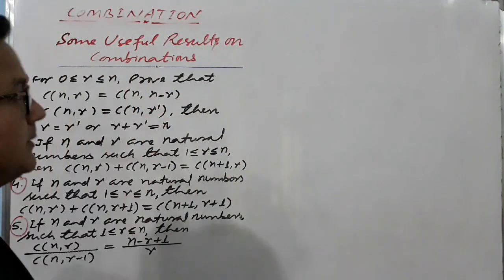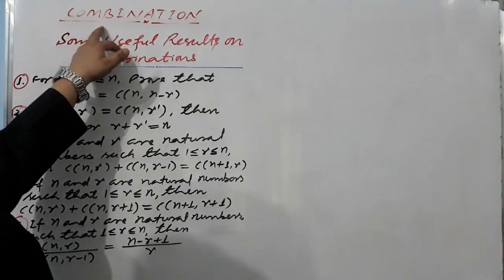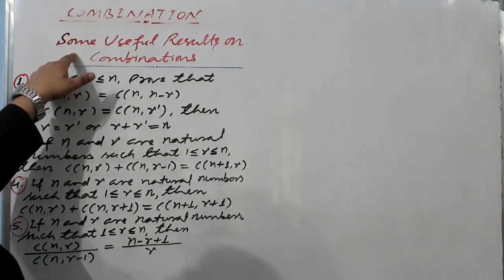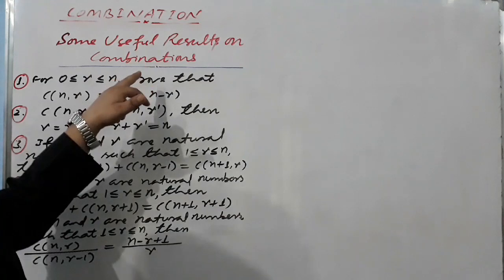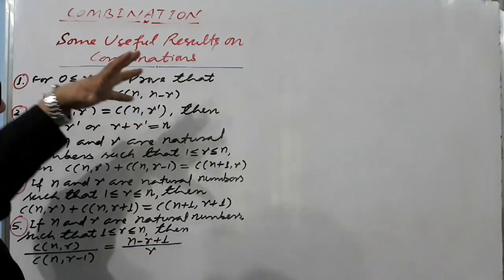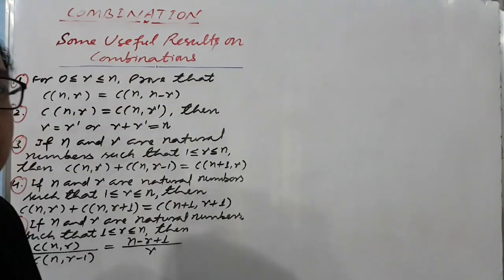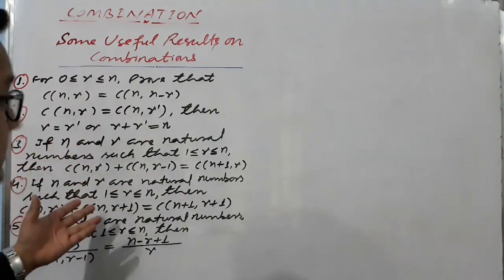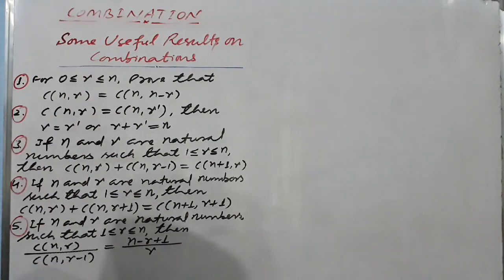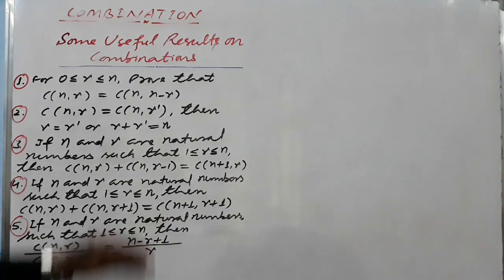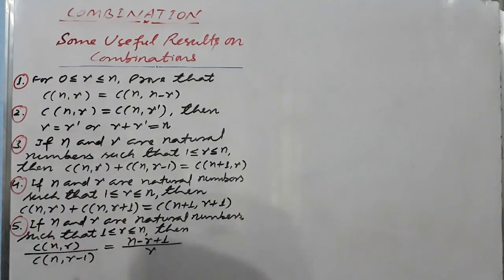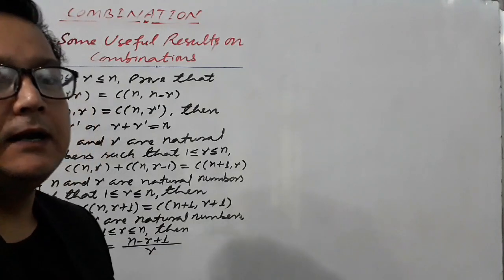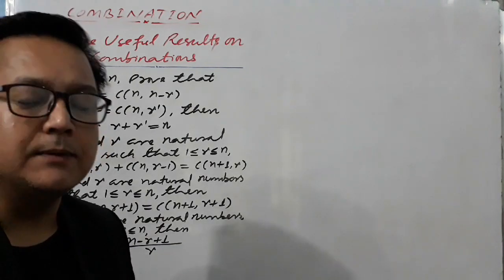Let's see today's topic. Today's topic is combination, but the main topic is some useful results on combination. Today we will discuss some very important and useful results of combinations. I've taken here five very important results on combination. If you know all these results, then very easily we can tackle questions on combinations.